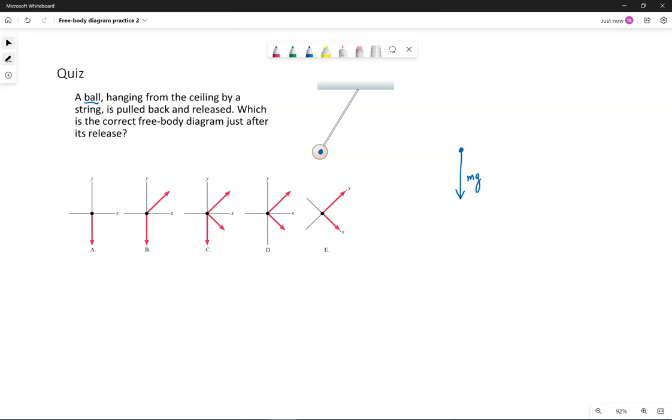So we are drawing the free body diagram for the moment shown in this picture they've given. The only contact, I guess I should say, that this ball has with anything is the rope, the string. So we need to ask ourselves what the string is doing to this ball at that moment. Strings, ropes can only pull. So the force that the string exerts has to be away from the ball, along the string itself. We call this tension.